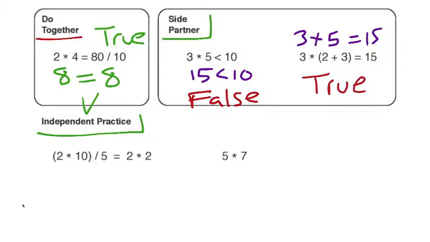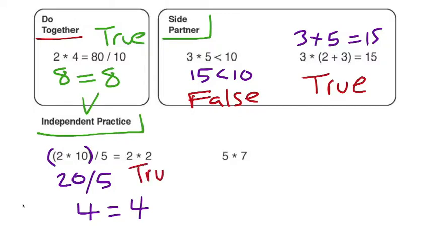Coming to the ones you did on your own, I do the parentheses first. 2 times 10 is 20. Divide by 5. 5 goes into 20 4 times. On the other side, 2 times 2 is 4. That, my friend, is true. Uh-oh. 5 times 7 equals what? No one knows. It is impossible to tell.